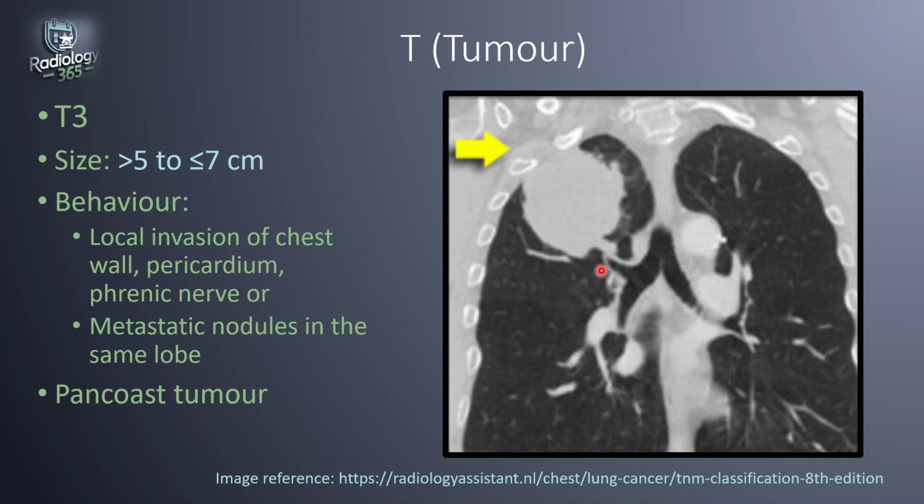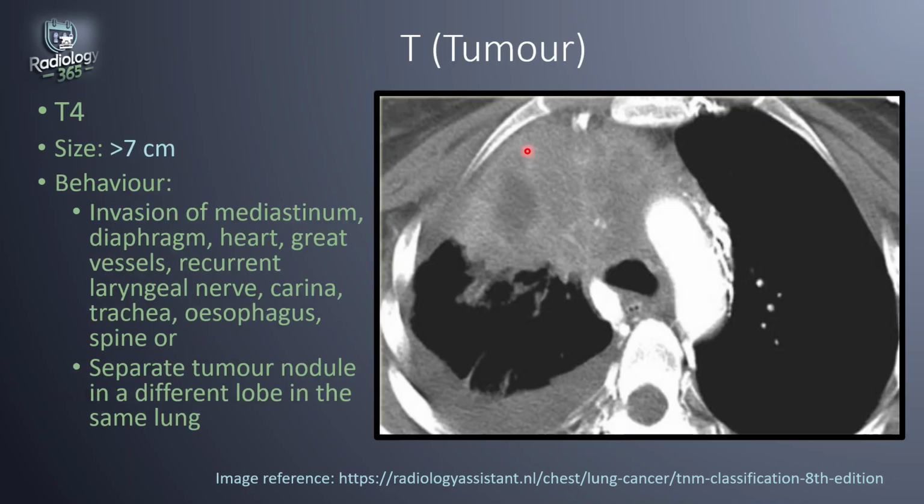Also, we mentioned in the previous video that a Pancoast tumor or a superior sulcus tumor is automatically a T3 tumor. So in this image, we see a typical T3 tumor in the right upper lobe with invasion of the chest wall. You can see a little bit of the tumor extending beyond the ribs to involve the soft tissue of the chest wall.